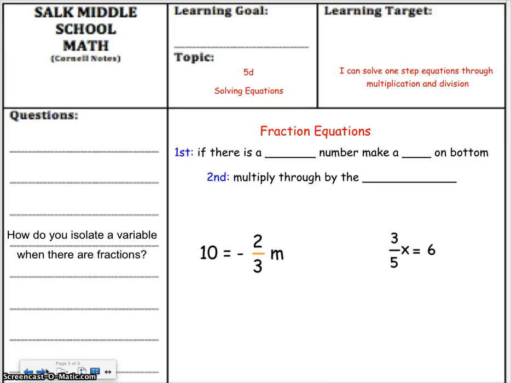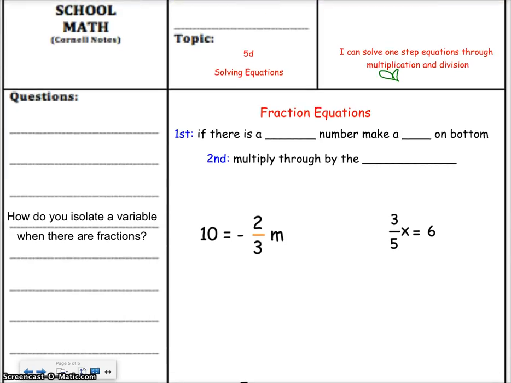All right, and the last one, utilizing multiplication, is fraction equations, or fraction coefficients is the more accurate term here. So what I want you to know about fraction coefficients, if there is a whole number, I want you to put a 1 on the bottom, or denominator. And then to get rid of a fraction, to undo it, to cancel it out, you multiply through by the reciprocal. And I want you to understand why we do that.